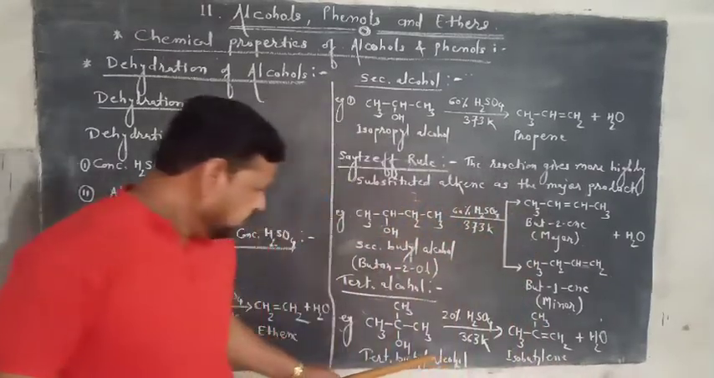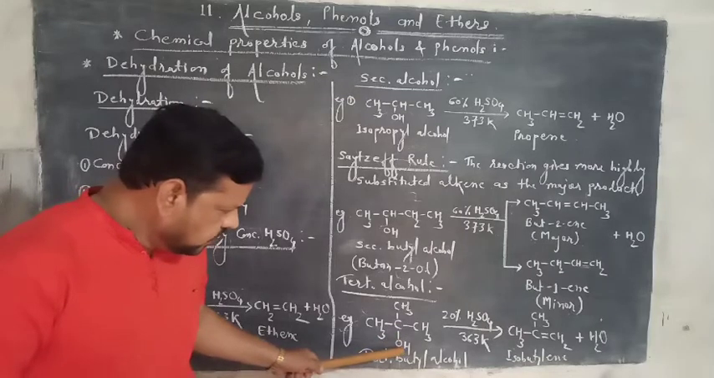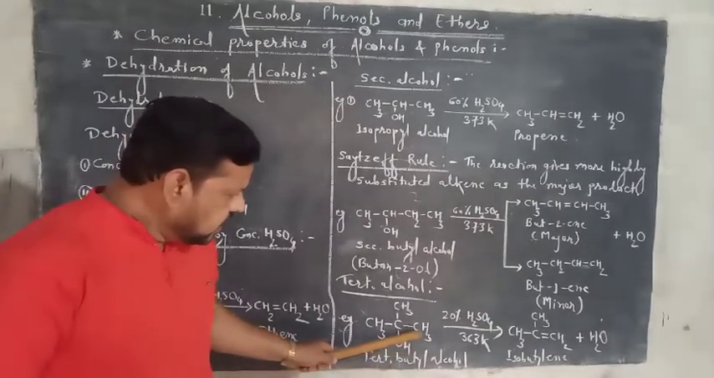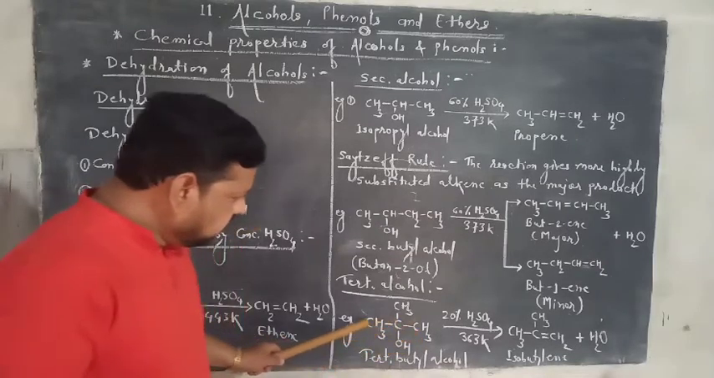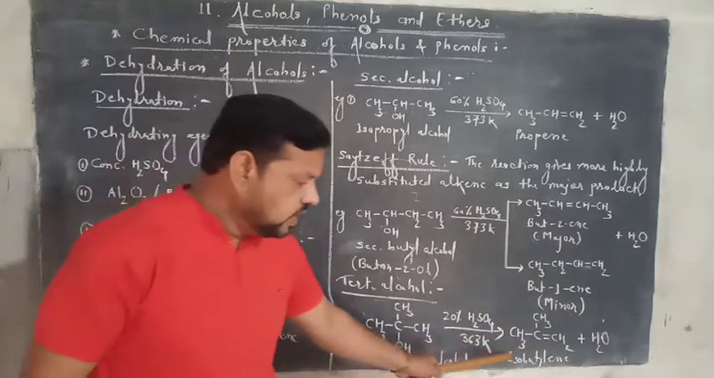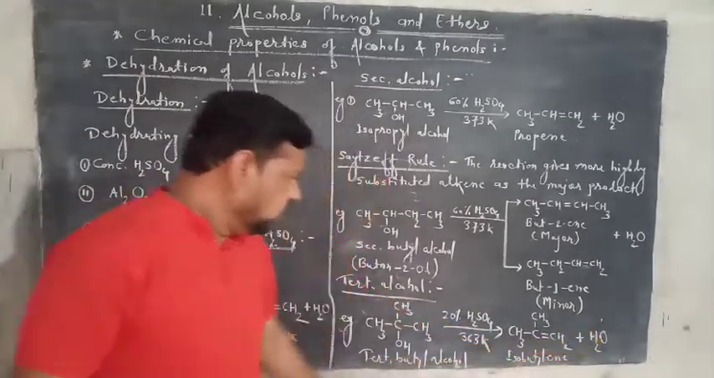See the preparation. From this carbon atom the OH group and from this carbon atom a hydrogen atom is removed, and it gives (CH3)2C=CH2, that is isobutylene, and a water molecule.